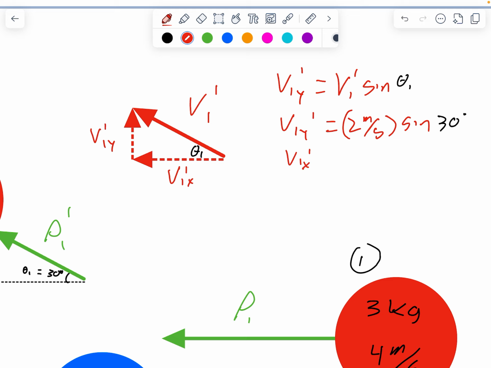For the time being, let's focus on the X component. The X component is just next to, or adjacent to, the angle, so this would be cosine of angle 1. So V1x prime is equal to 2 meters per second times the cosine of 30 degrees. Again, when I need to, I'll calculate it. I've got it set up now, and that's good enough for now.